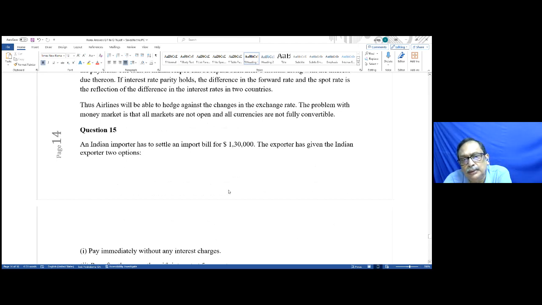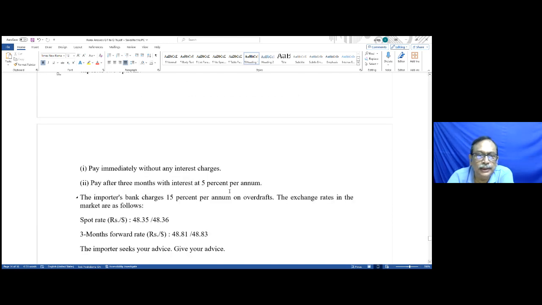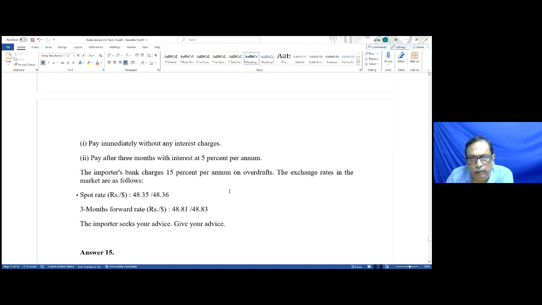An Indian importer has to settle an import bill for $130,000. The exporter has given the Indian importer two options. Pay immediately without any interest charges. Pay after 3 months with interest at 5% per annum. The importer's bank charges 15% per annum on overdrafts.